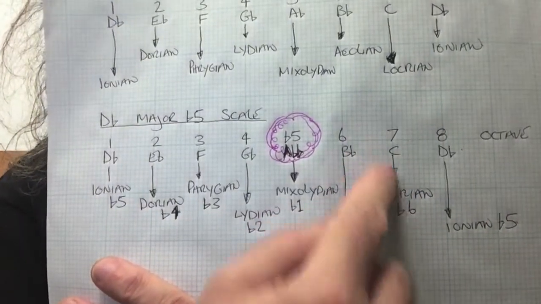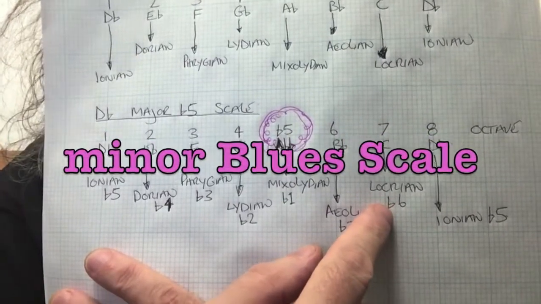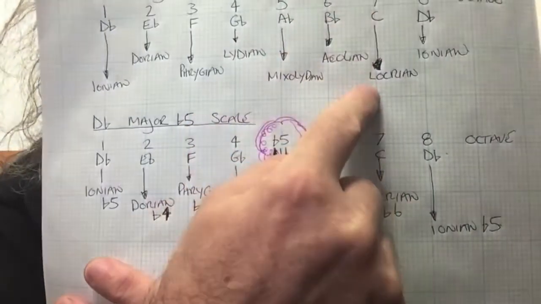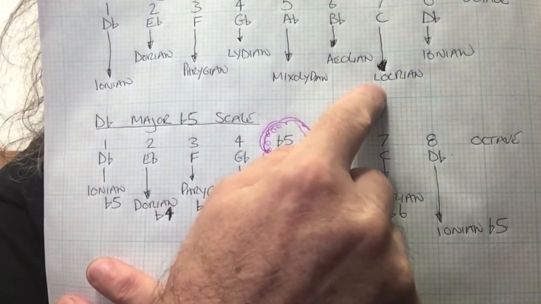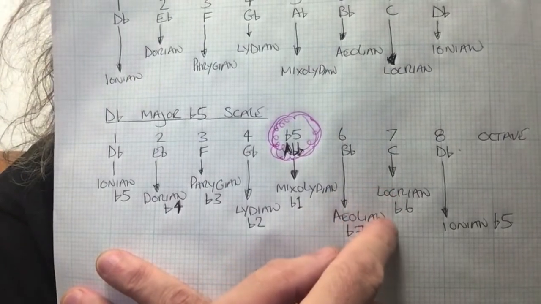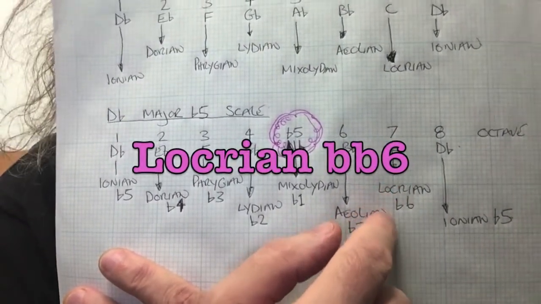So this, the Locrian mode on the 7th degree of the scale, is where we get the minor blues scale. Now we know that the normal Locrian already has a flat 6 in it, and now this new scale is saying Locrian flat 6. So you double flat the 6, so it's going to be a Locrian double flat 6 scale.